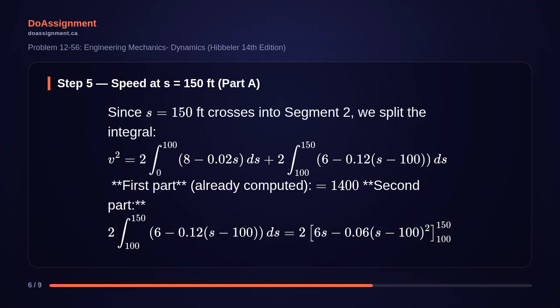At 150 feet, the path crosses into the second segment, so we must split the integral at 100 feet. The first part, from 0 to 100 feet, already equals 1400. For the second part, we integrate from 100 to 150 feet using the second segment's acceleration formula.